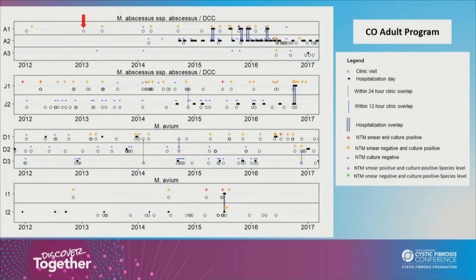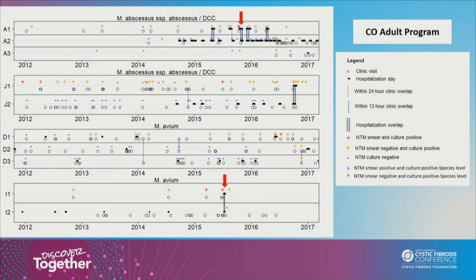So this is an example of a clinic visit for this subject. The closed circles here are examples of hospital stays. And we also represent NTM culture status. So this is an example of NTM culture negative with the blue dash, NTM culture positive with the yellow plus, and then culture positive and smear positive with the red plus. There's a lot of information on these timeline overlaps. I'd like to just highlight one example here.